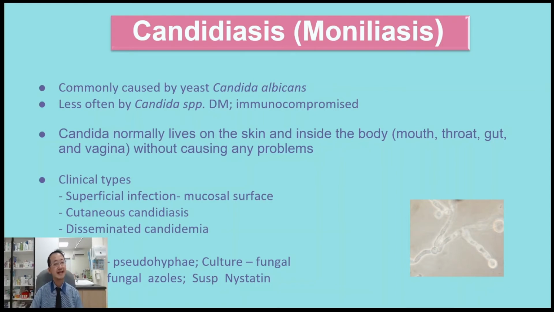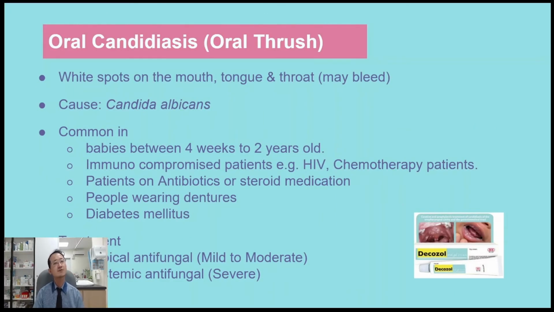They can cause superficial infection over the mucosa, the mouth area, genital area, or the cutaneous, which means the skin outside. Sometimes if the immune status is very low, they can go into the blood and cause disseminated candidemia, which is very dangerous, but this is not common. The common one is oral candidiasis, known as oral thrush: white spots on the mouth, tongue, and throat. It may bleed if you scrape a bit. It's caused by Candida albicans.